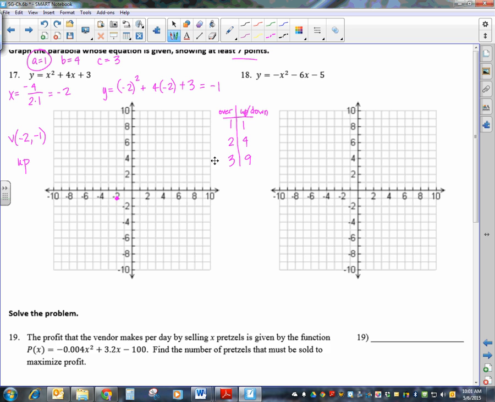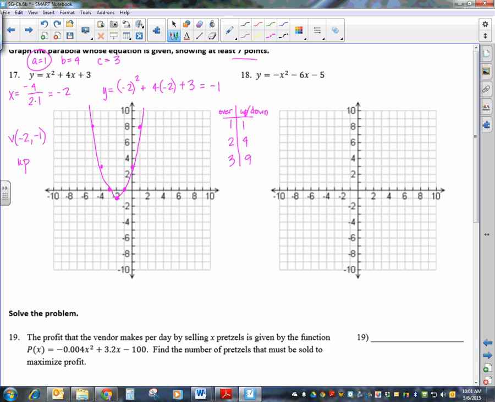So 1 is your vertex, and these on both sides of that vertex. So if I go over 1, I'm going up 1 on both sides. If I go over 2, I'm going up 4 on both sides. So I'm just counting. If I went over 3, I'm going up 9, which is right here on both sides. So let's see how that goes.